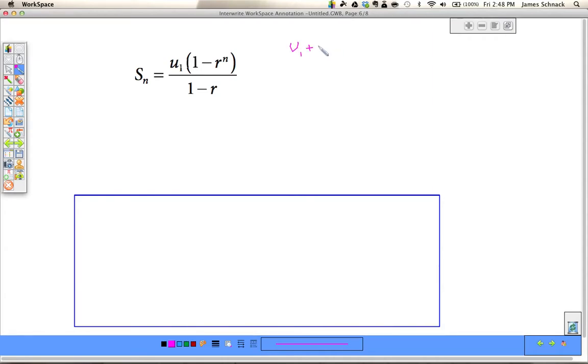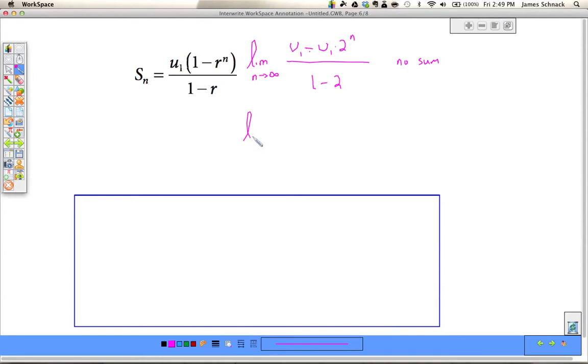U1 plus, I'm distributing the U1, U1 times 2 to the n over 1 minus 2. Remember this concept of a limit? What happens as n gets really, really huge? Well, ladies and gentlemen, this thing right here gets really, really huge too. And as n gets bigger and bigger, this fraction gets much, much bigger, and there is no sum.